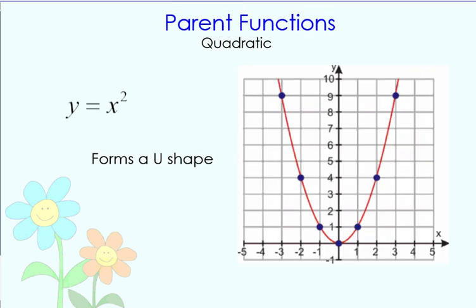Then we've got the quadratic, and its parent function is going to be a U shape. Okay, it is symmetrical. So besides its vertex, everything else is going to be symmetrical. If we folded it in half, it would land on itself.